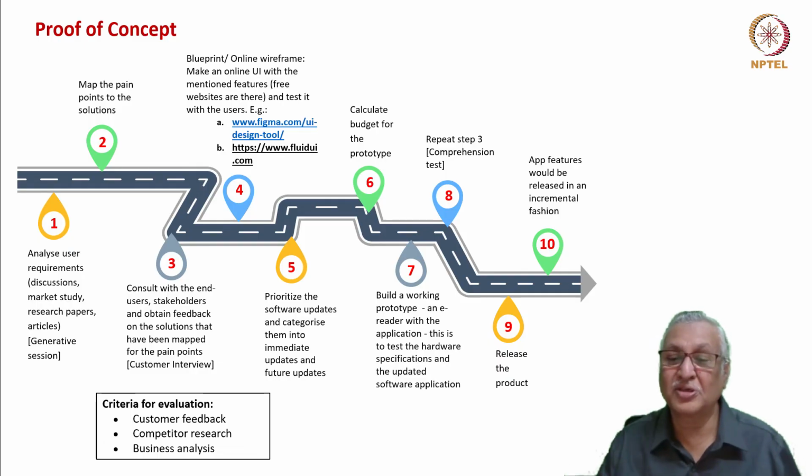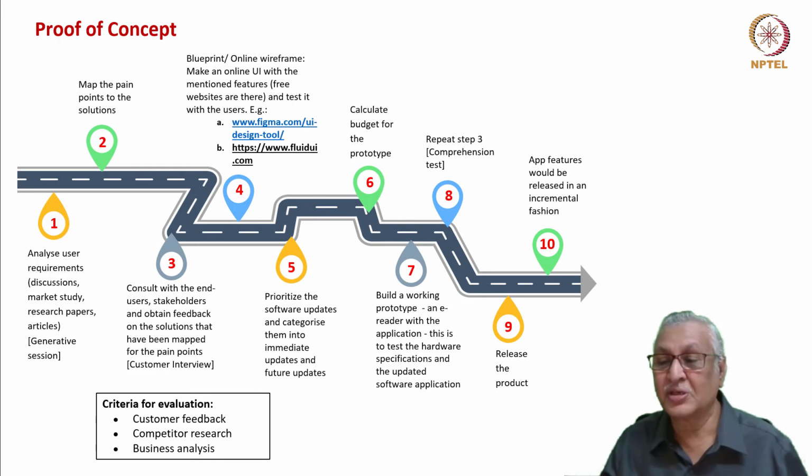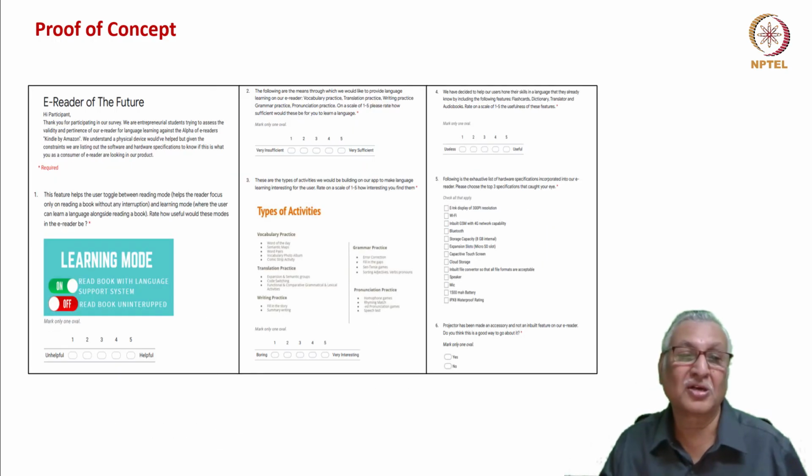Calculate the budget for the prototype. Build a working prototype, an e-reader with the application, to test the hardware specifications and the updated software application. And then you iterate to the consultation with the end users and stakeholders step. Then you try to refine the product for a more perfect and more sought-after product specification. Then release the product, and app features would be released in an incremental fashion. This is the way the product concept is expected to be translated into a real product plan.